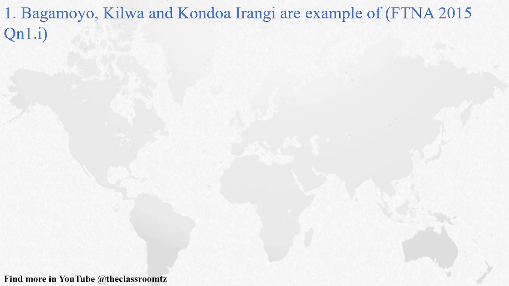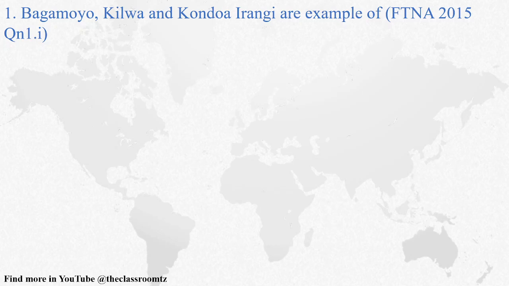The first question was: Bagamoyo, Kilwa, and Kondoa are examples of. That question was from the National Examination of 2015, question number 1, Roman 1. Bagamoyo, Kilwa, and Kondoa are examples of.